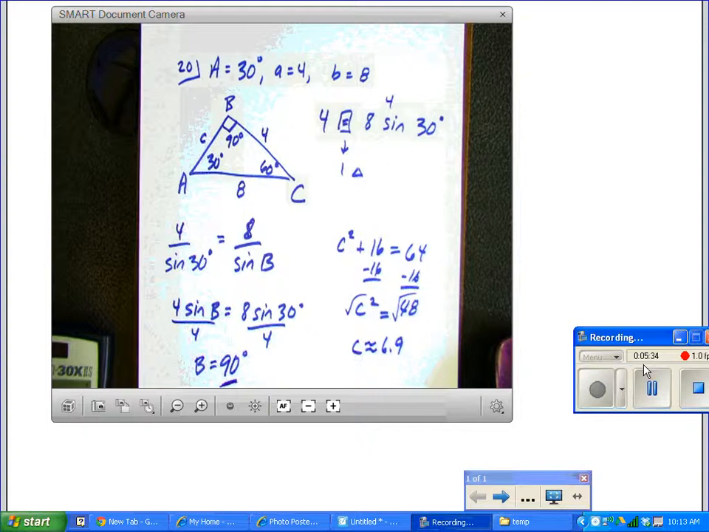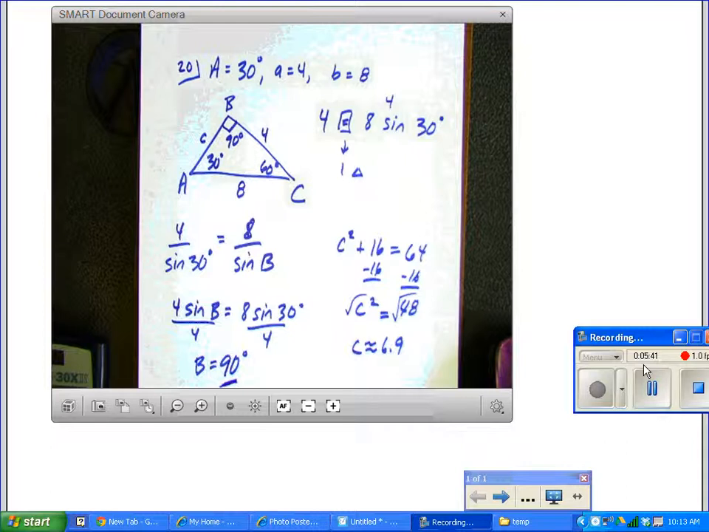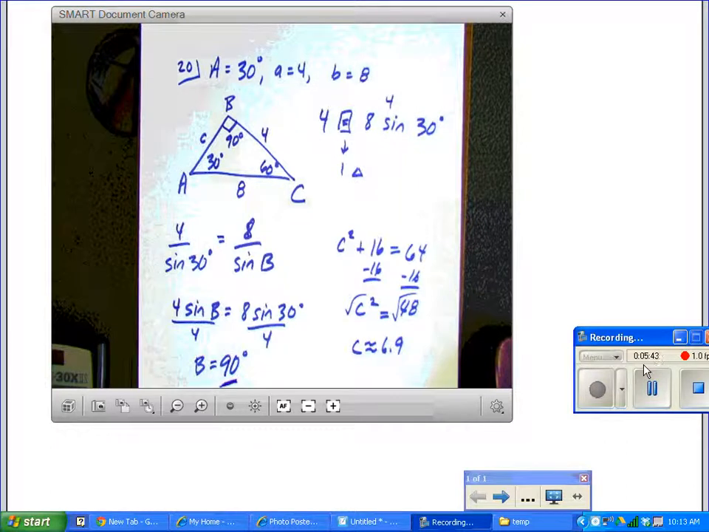So that one was really different. It's very, very rare that you actually get it to equal out, but when it does, it means it's going to be a right triangle.